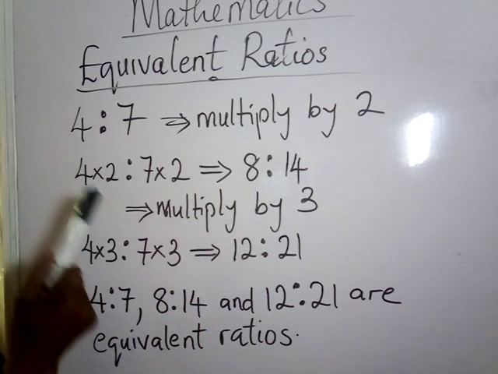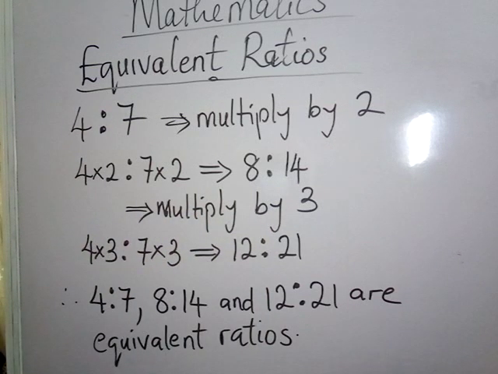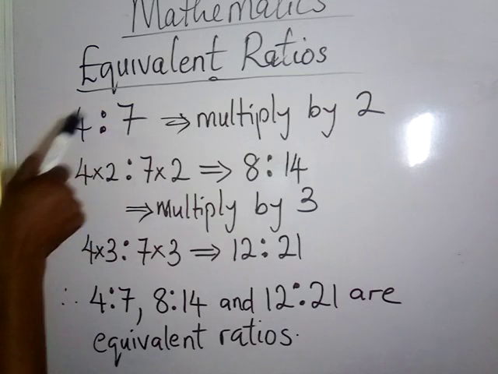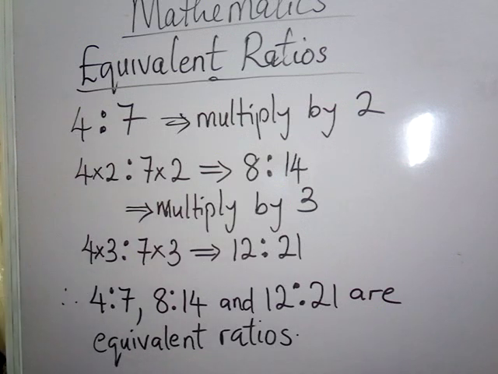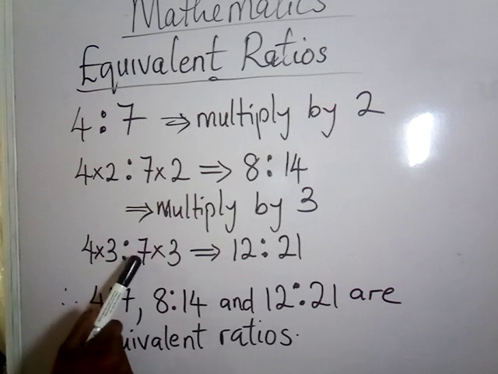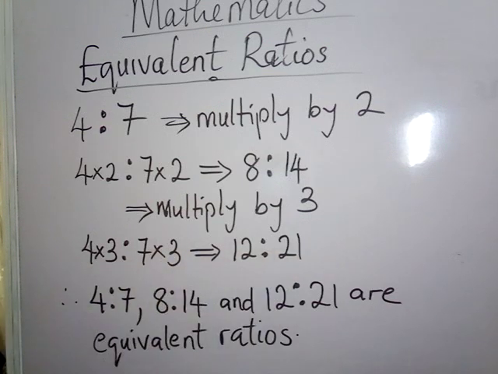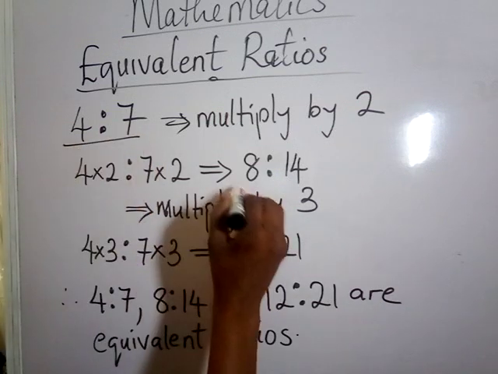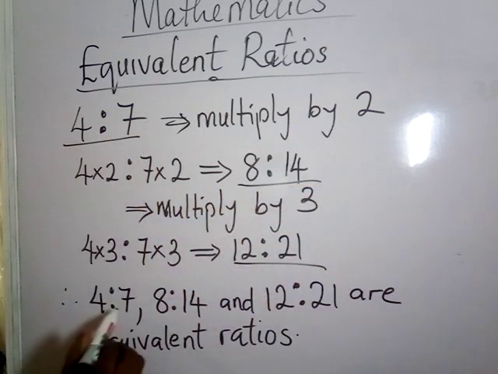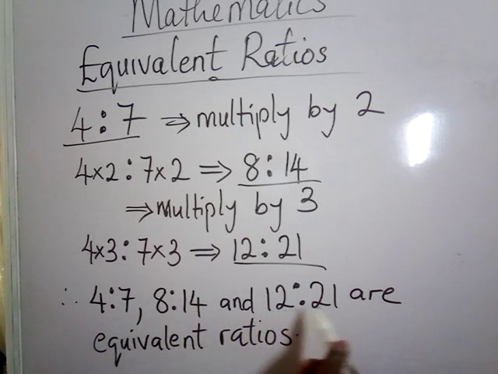Then we can also multiply this same ratio by 3. When you multiply by 3, you multiply on both sides by 3, just like we did here. So you have 4 times 3, 7 times 3. 4 times 3 gives us 12, and 7 times 3 gives us 21. So what do we have? It means that these ratios, 4:7, 8:14, and 12:21, are all equivalent ratios because they all have the same value.